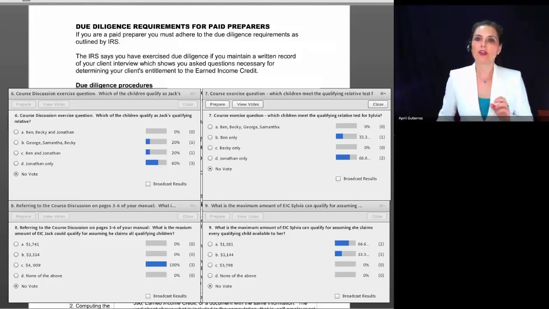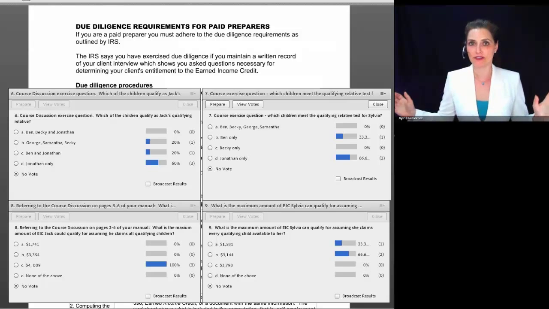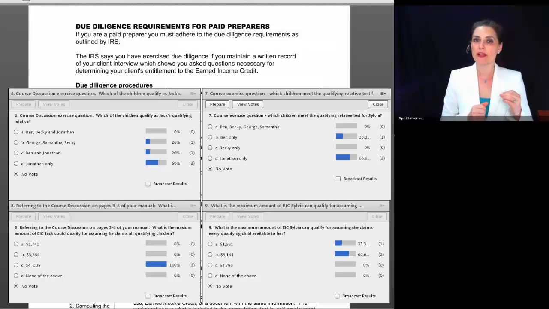And therefore, he could not be the qualifying relative of Jack. He's automatically out. There's no possibility for Jack to claim Ben at all because Ben is Sylvia's qualifying child. And by that same token, George and Samantha are qualifying children of Jack. And therefore, it's impossible for Sylvia to claim either of them as qualifying relatives because she fails that very first test in that those children are qualifying children of someone else.